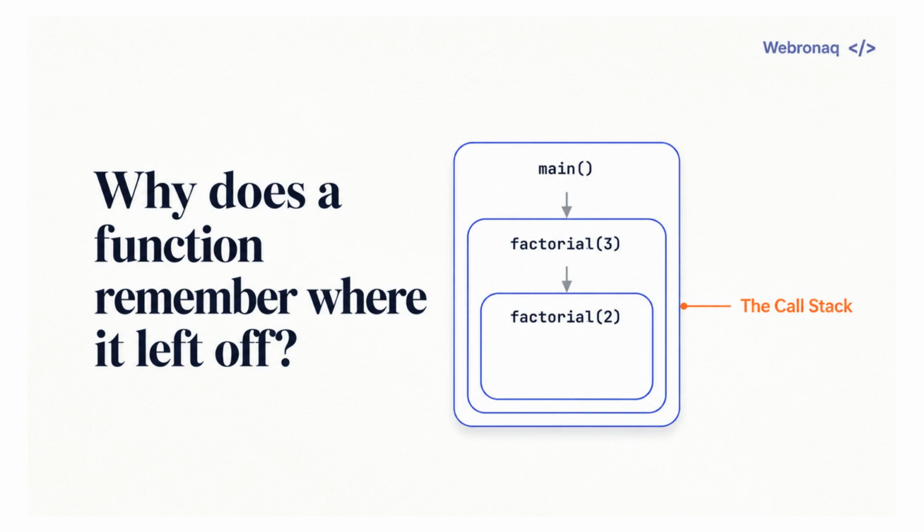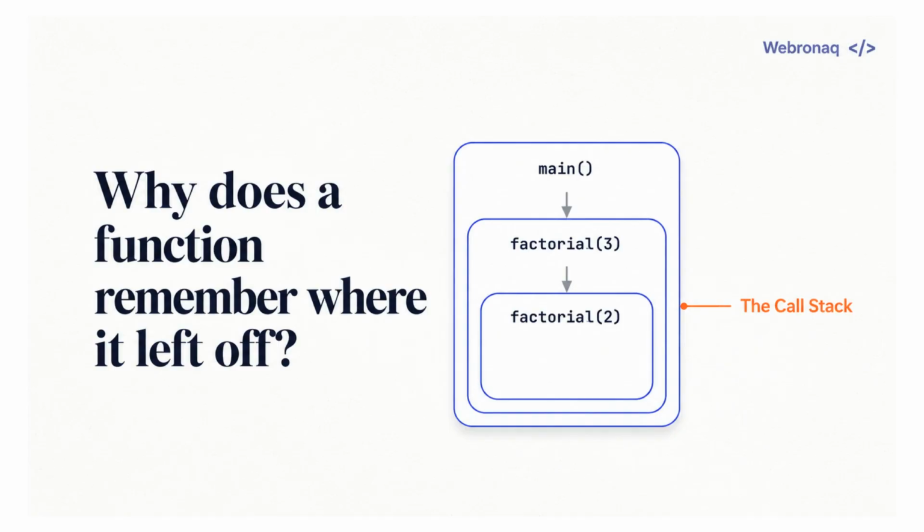Hello, friends. Have you ever watched a recursive function run and wondered how it knows exactly where to continue after each call? Like, you call a function, it calls itself again, and somehow, when it is done, it picks right back up where it left off. That feels almost magical, but it is not magic at all. The answer is a structure your program uses constantly, called the call stack.